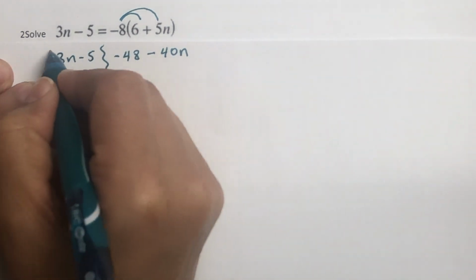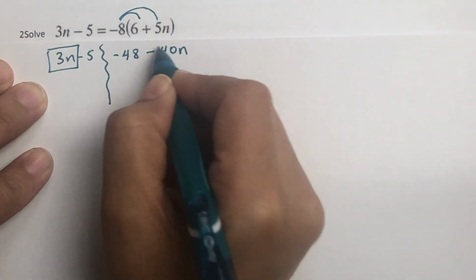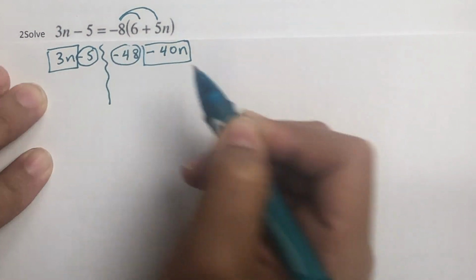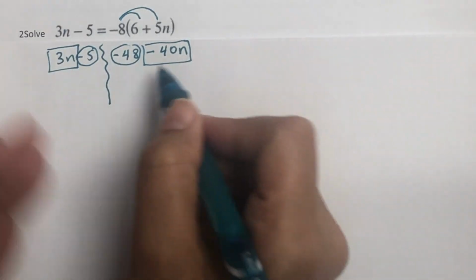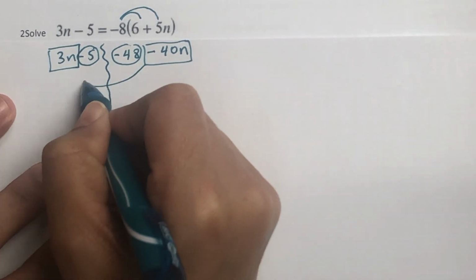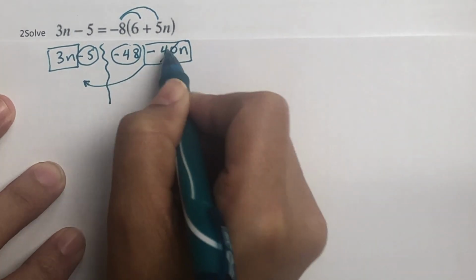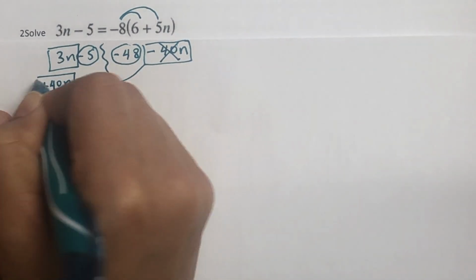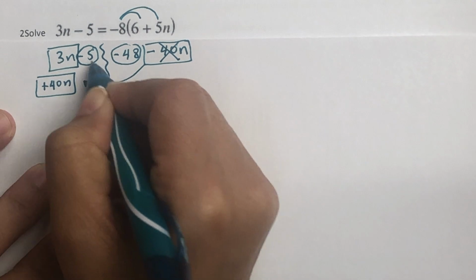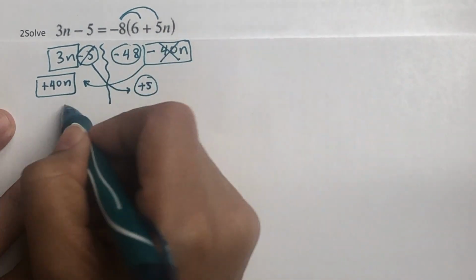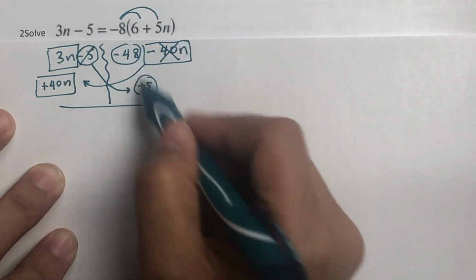All right, I want to see boxes and circles. So boxes with the variables. Do not forget the symbols. Circles with the numbers. Okay, then you can move whichever side you want to move. I'm going to move this big number on this side. So I'm going to move to this side. I cross the river. What's going to happen? It's going to change from a negative 40n to a what? A positive 40n. If I move this to the other side, it's going to change from a negative 5 to a positive 5. Now you can see my box is on one side, my circle's on one side.